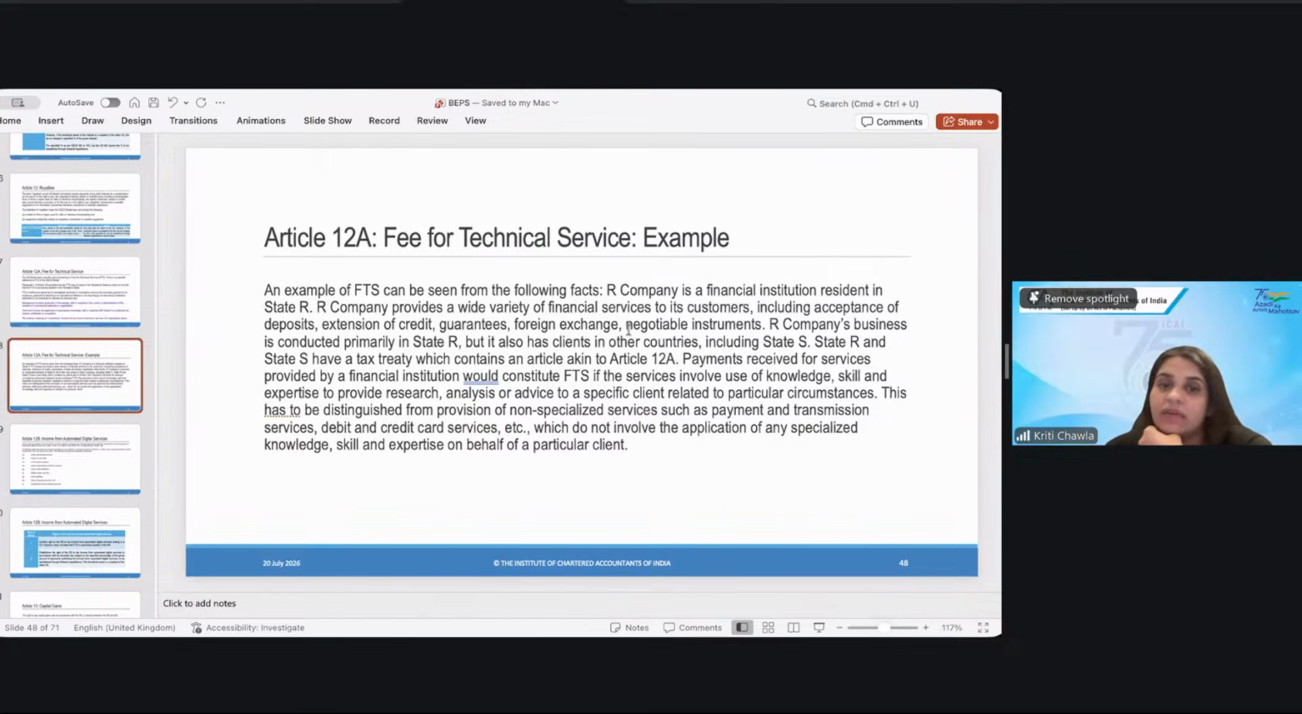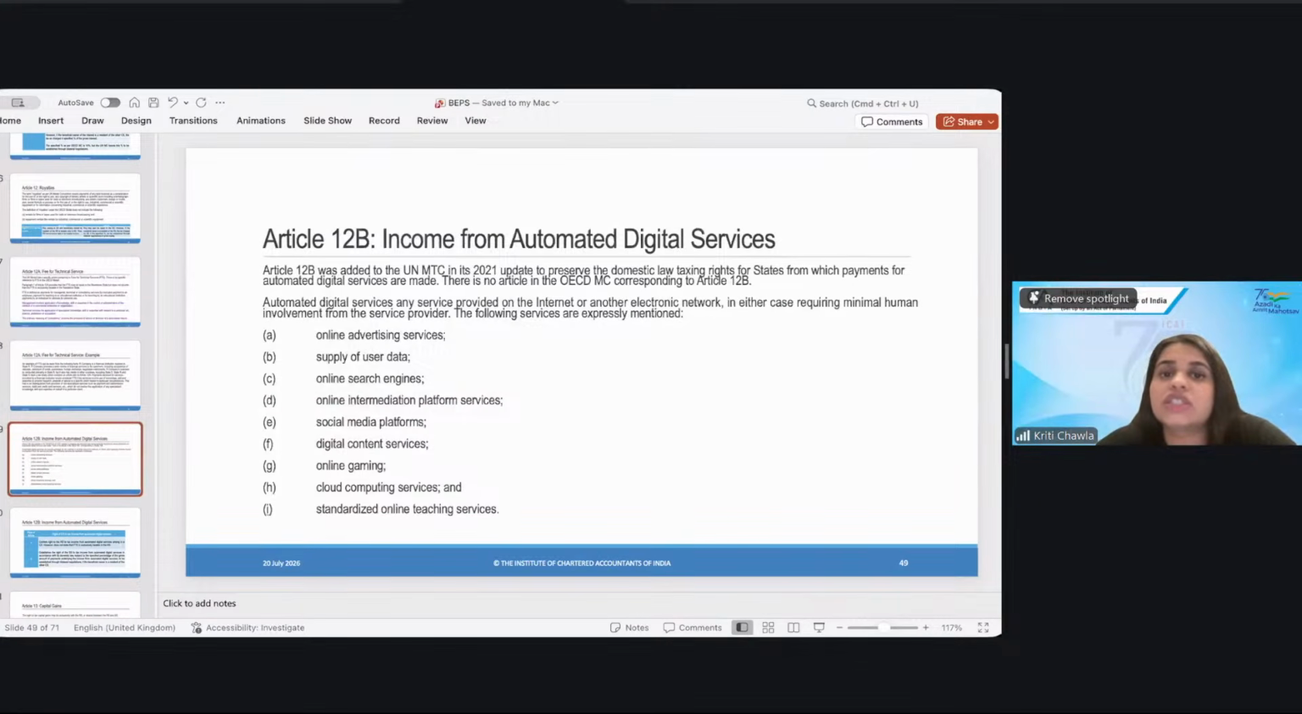Now, the payment received for services provided by a financial institution would constitute FTS only if there is some knowledge, skill, expertise, etc. in that sense. This has to be distinguished from non-specialized services, like payment services, transmission services, debit credit services, etc. They do not involve any specialized knowledge, skills, etc. So that is not to be included right here. Then there is Article 12B, which is income from automated digital services.